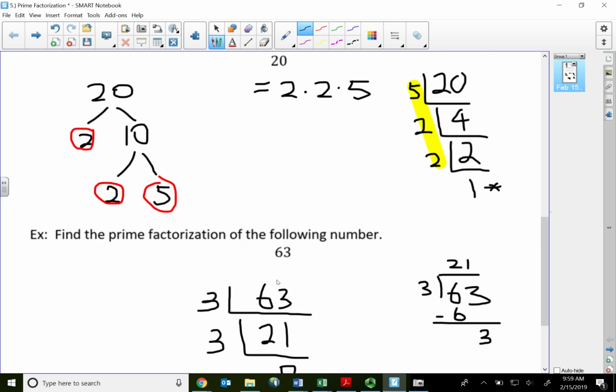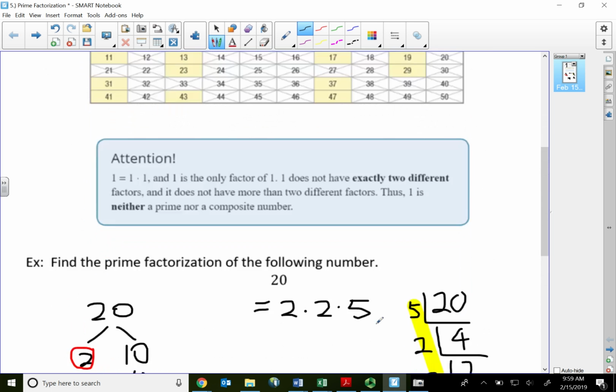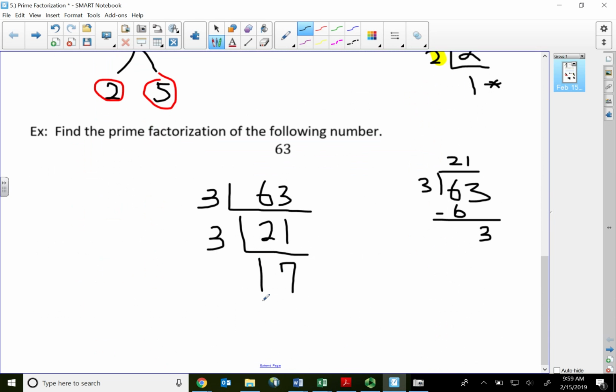3 go into 21 7 times. And it turns out 7 is also a prime number. So that means only 7 can go into 7 one time. So when I wrote that 1 down there, that's when I stop. So these numbers on the side are my prime numbers that make up the 63. So the prime numbers that make up 63 are 3 times 3 times 7. Okay? Again, learning about prime factorization can definitely help us when it comes to reducing or simplifying fractions.